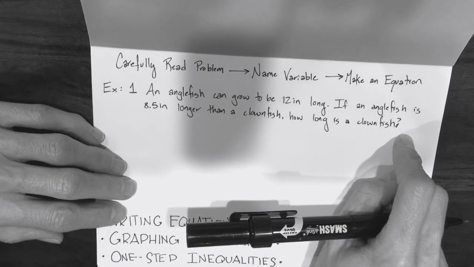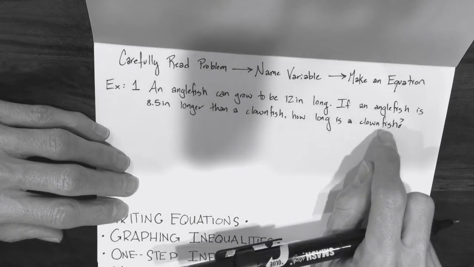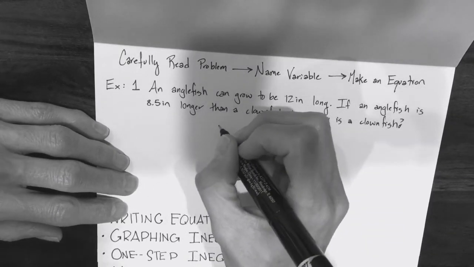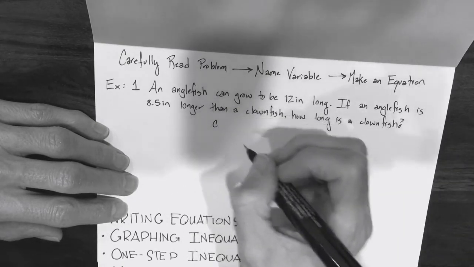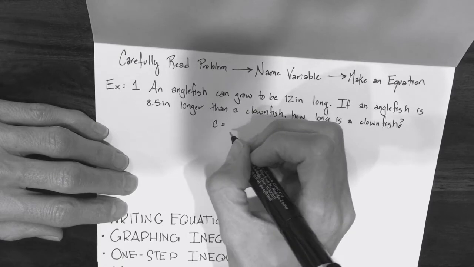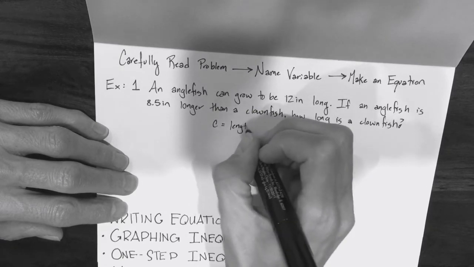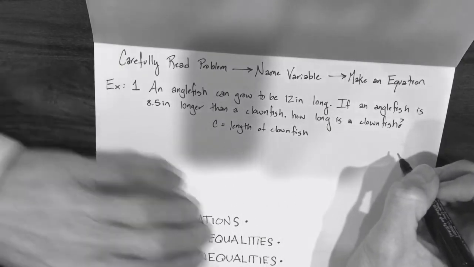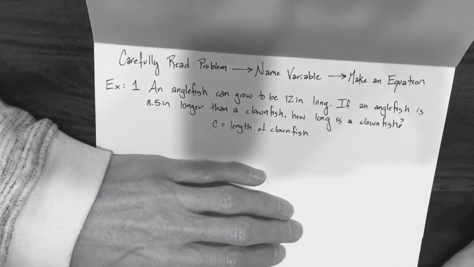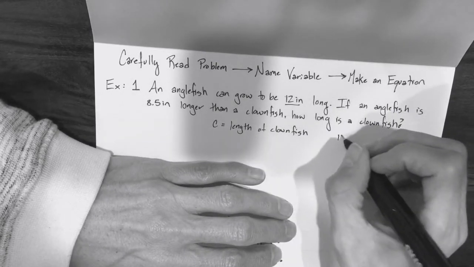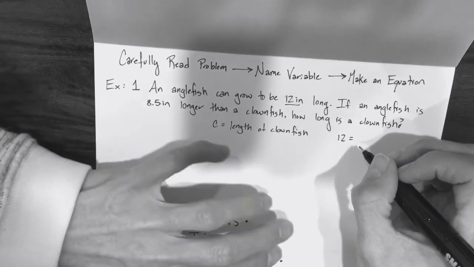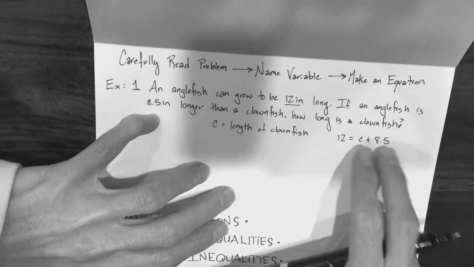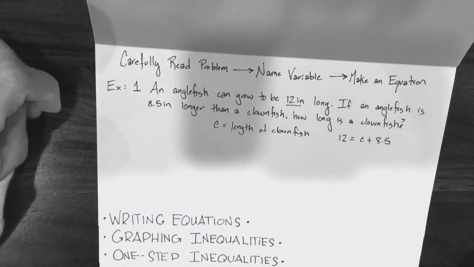So if I read it real carefully, I know that we're looking for the length of the clownfish. So I'm going to name my variable right now. I'm going to call what I don't know, which is the clownfish, C for clownfish. And I am going to let people know that C means, in my equation, the length of the clownfish. And then I'm going to create my equation with what they gave me. So we know that the angelfish is 12 inches long, and that equals the clownfish plus 8.5 inches. These two together equal the angelfish.